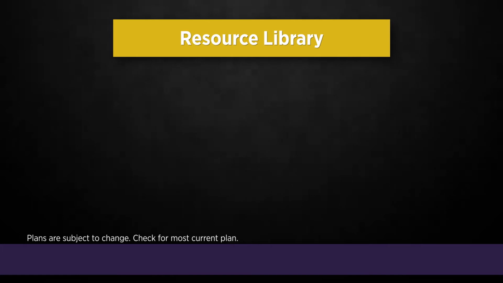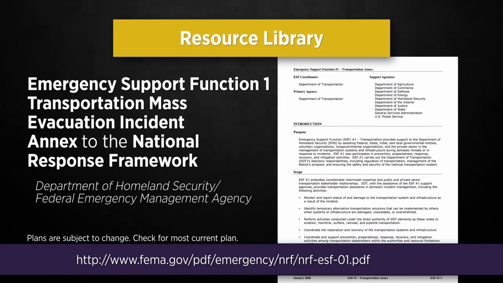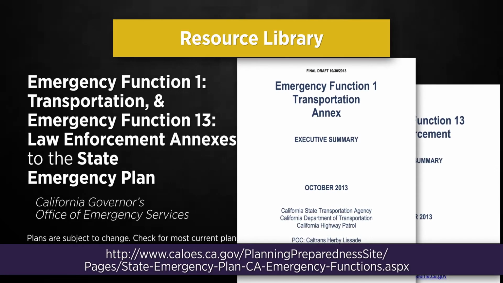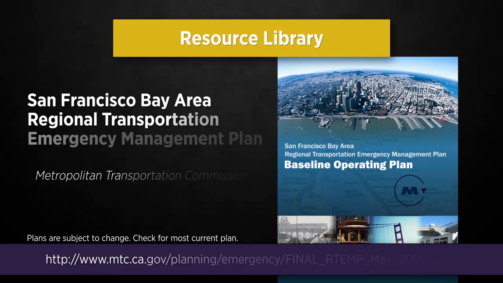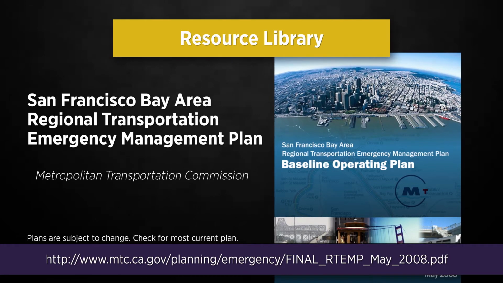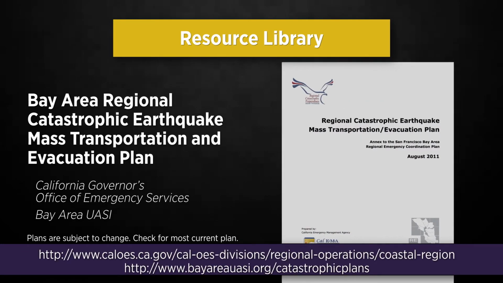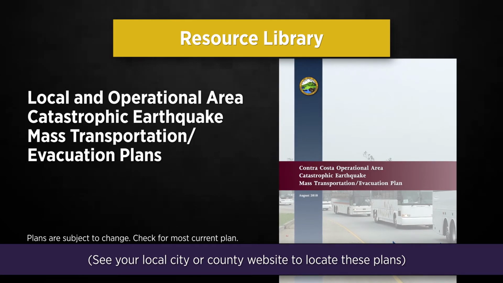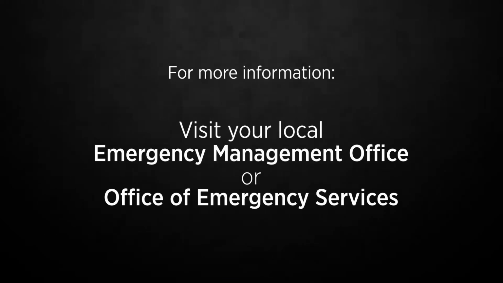Here are some resource references to learn more about how mass transportation and evacuation works at various government levels. These include Emergency Support Function 1, Transportation, Mass Evacuation Incident Annex to the National Response Framework. Emergency Function 1, Transportation and Emergency Function 13, Law Enforcement Annexes to the State Emergency Plan. Regional Emergency Coordination Plan. San Francisco Bay Area Regional Transportation Emergency Management Plan. Bay Area Emergency Water Transportation System Management Plan. Bay Area Regional Catastrophic Earthquake Mass Transportation and Evacuation Plan. Local and Operational Area Catastrophic Earthquake Mass Transportation and Evacuation Plan. To learn more, visit your local emergency management office or Office of Emergency Services.